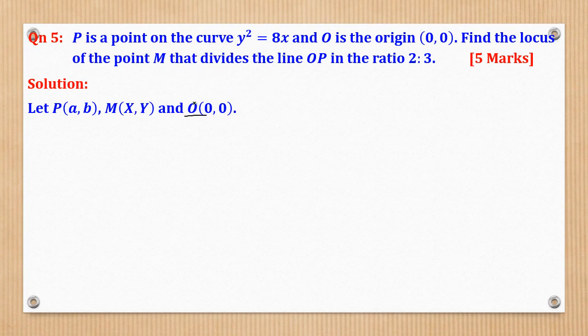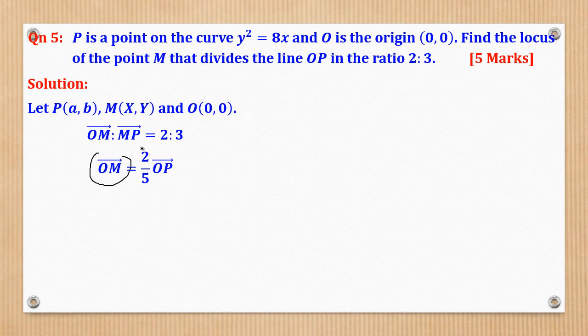Then O is the origin. So the ratio, they said M divides OP in the ratio 2 to 3, meaning that OM to MP is 2 to 3. Using the ratio theorem, OM will be equal to 2 over 5 OP, where this 2 is coming from here and 5 is coming from the total ratio of OP.